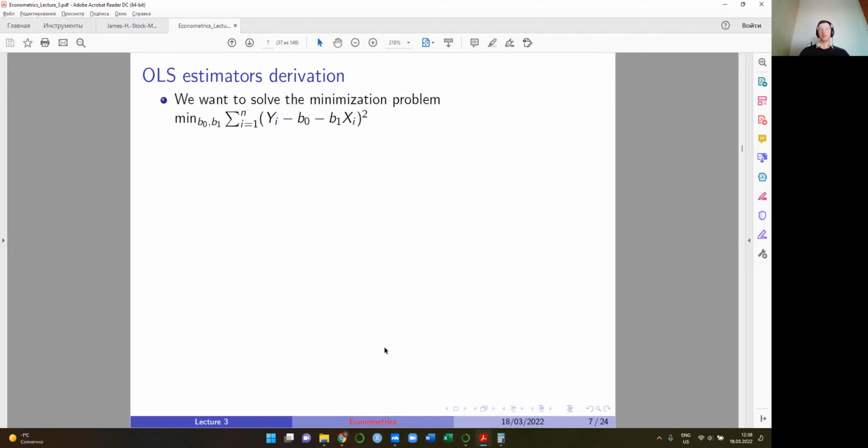So now there is going to be a little bit of mathematics. How do we do this minimization procedure? Well, our goal is to solve the following minimization problem. We take the sum of squared errors, or sum of squared mistakes, and we want to minimize this expression with respect to b0 and b1. So we want to find such b0 and b1 that minimize this expression. So what is the first step when we do the minimization problem? Who can help?